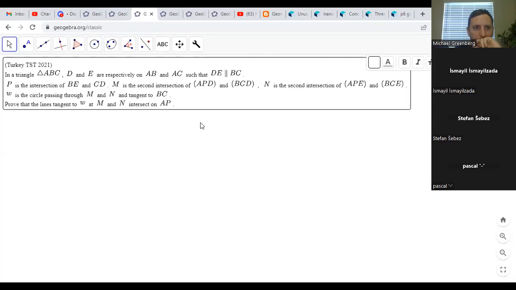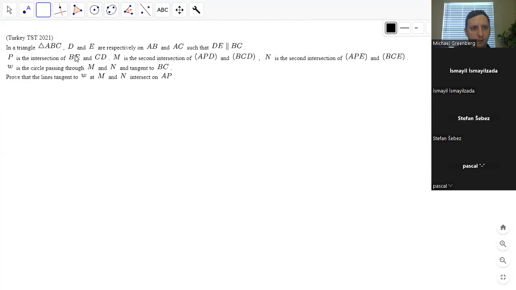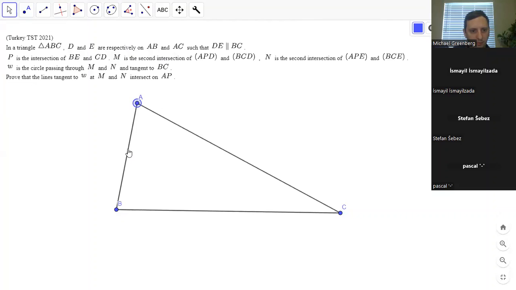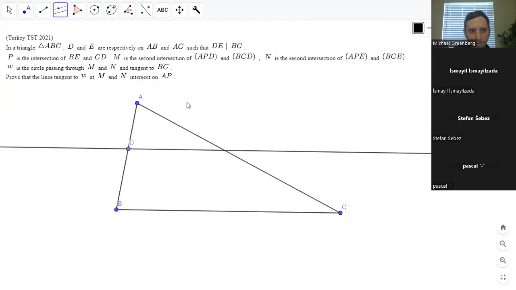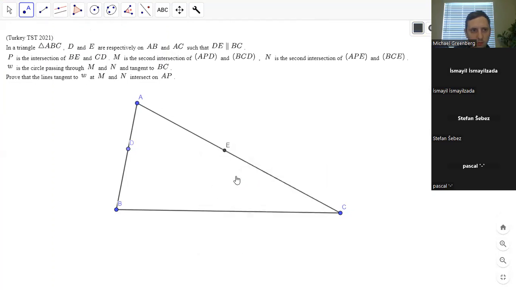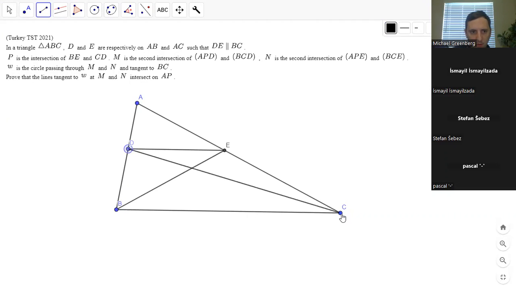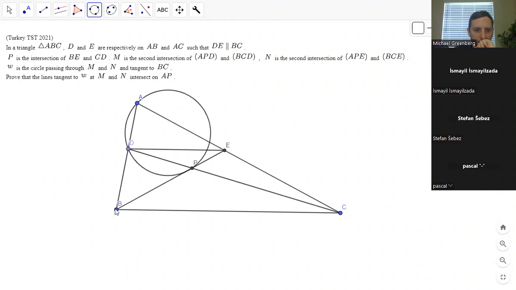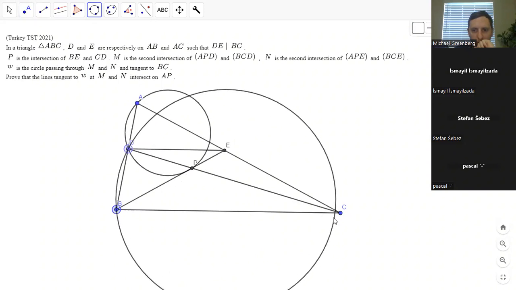Let's try this one. So D and E are on AB and AC, so that DE is parallel to BC. Okay, so we have some flexibility here. And then we draw the intersection of DE and CD. That should be P. And then we have APD and BCD. That's a little weird. So that would be M.